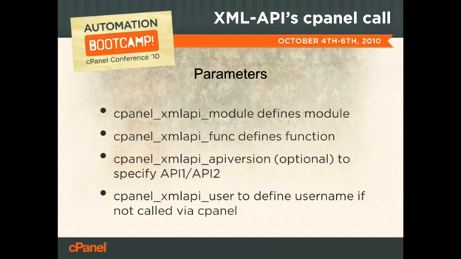Now, we also have the cPanel_XML-API_API version, which is actually optional. This is only needed if you want to specify API 1, in which case you'd pass 1 here. With API 2, that's the default parameter, so you don't usually need to pass that. We also have cPanel underscore XML-API underscore user, which is used if you're authenticated as root using this call and you want to perform an action on a cPanel account.